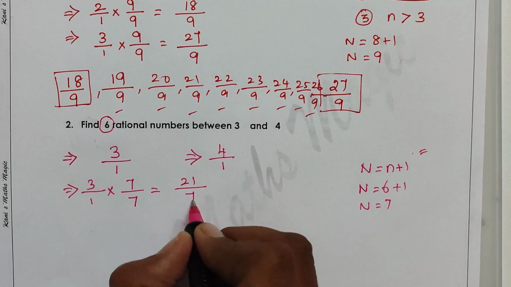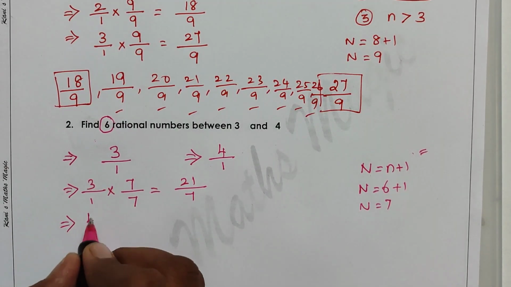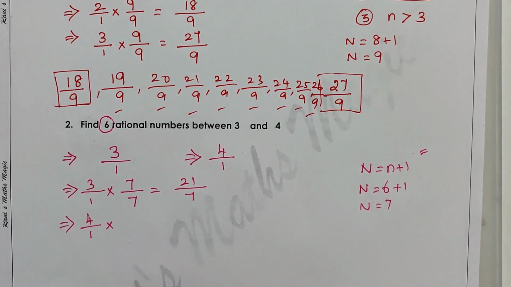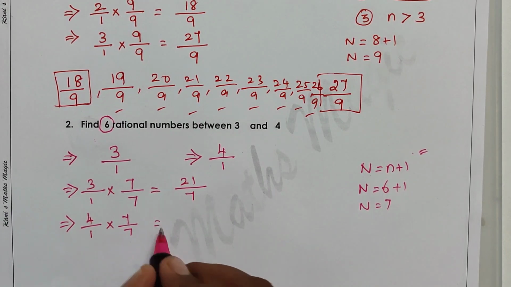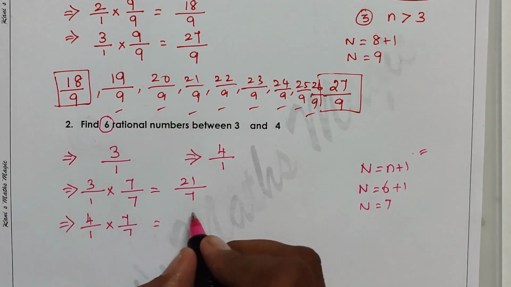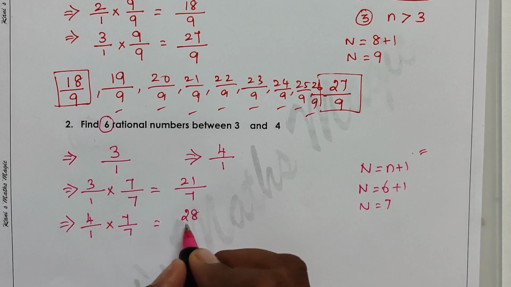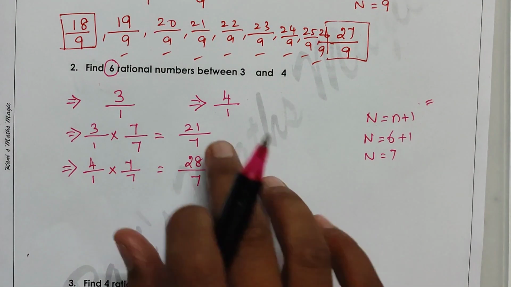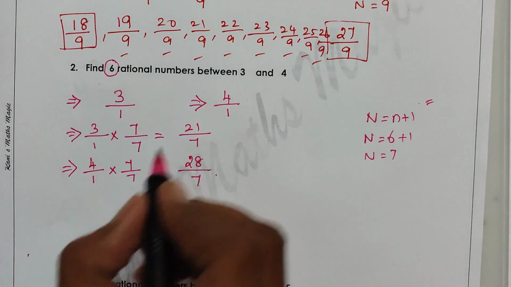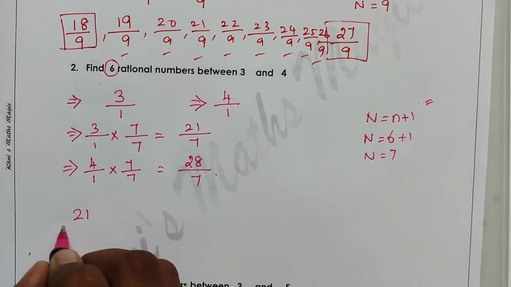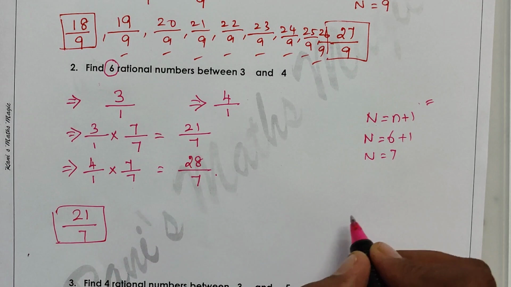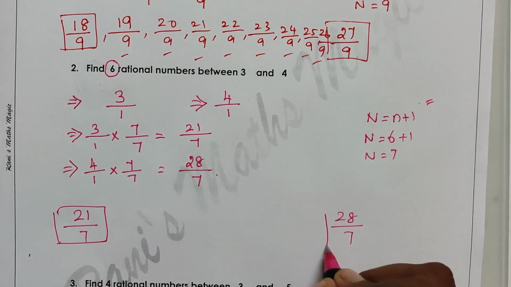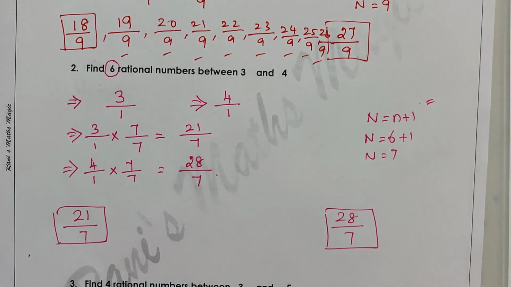1 into 7, 7. Likewise, 4 by 1, we are going to multiply by 7 and divide by 7. 7 into 4, 28. 1 into 7, 7. Now we are going to insert 6 numbers between these two. So first I am going to write this 21 by 7. Next 28 by 7. Now we are going to insert the numbers.